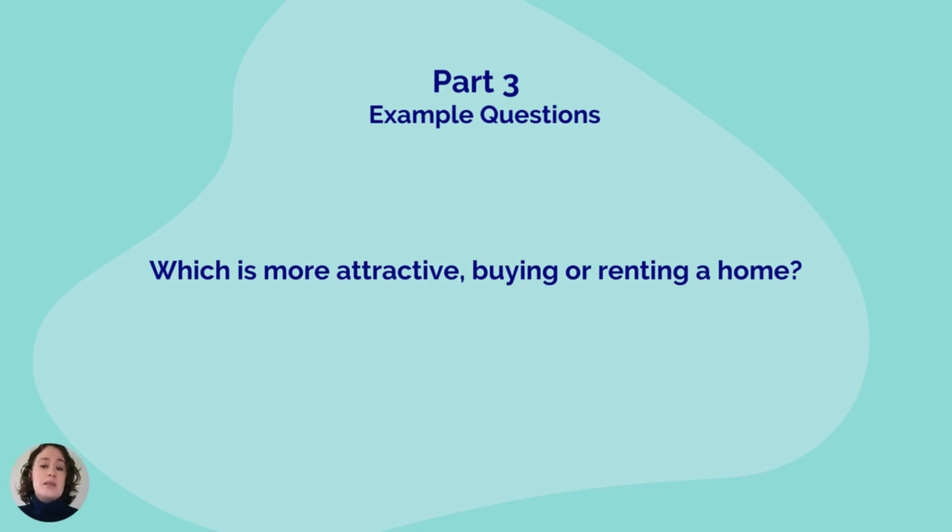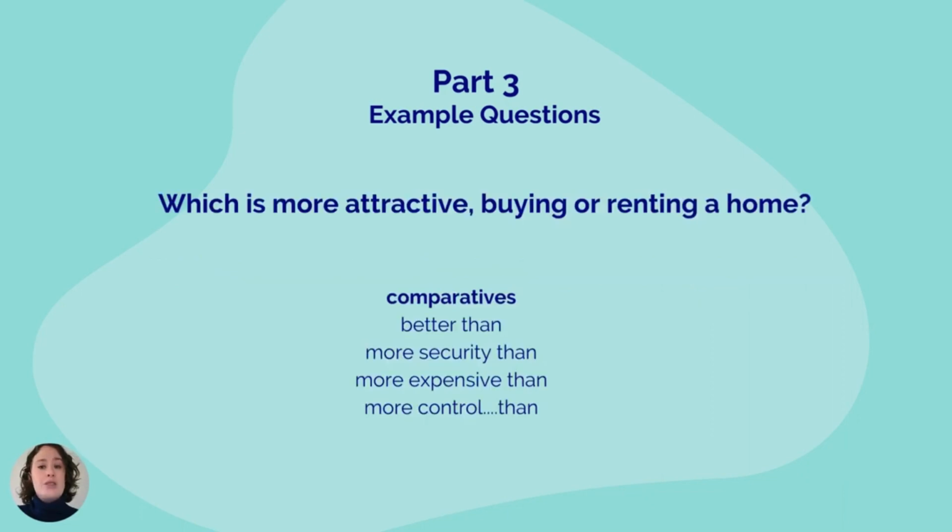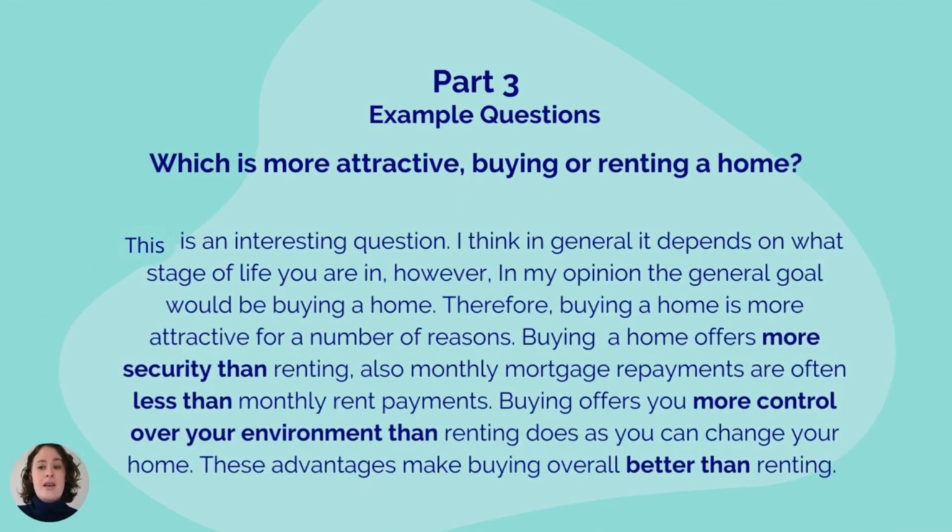Let's take a look at another question. So the next question is, which is more attractive, buying or renting a home? So for this question and answer, what grammar structures do you think we could use? As you can see, I have suggested that we use comparatives in our answer. Here's a model answer with the different grammar points highlighted.